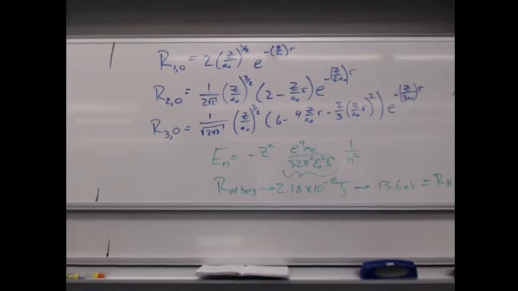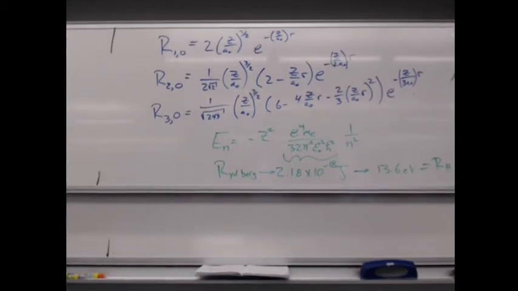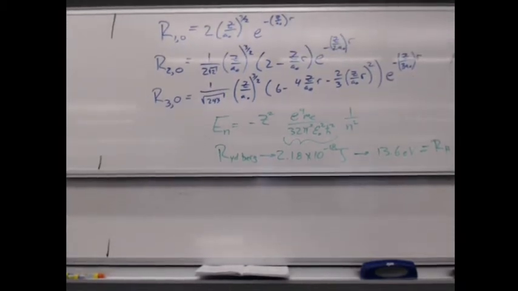So we can show that they're normalized. We can show that they're orthogonal. We can look at probability distributions. And we can look at average values.